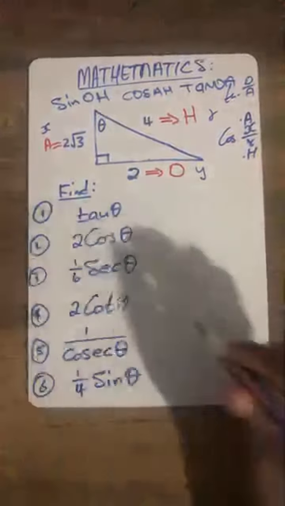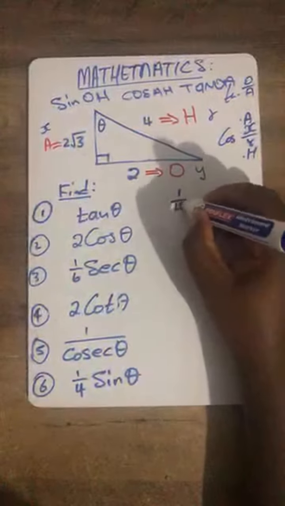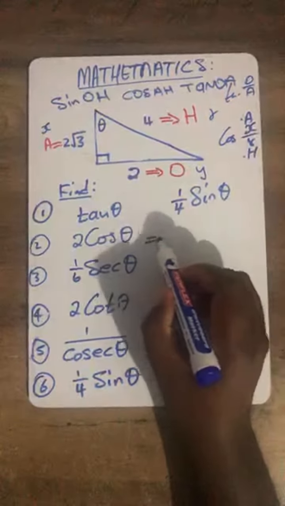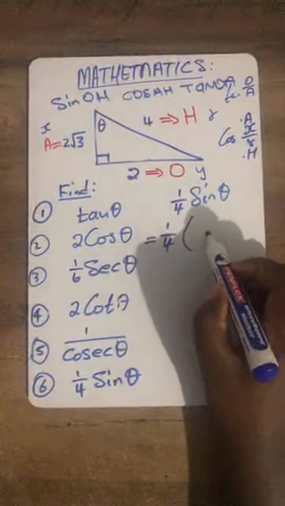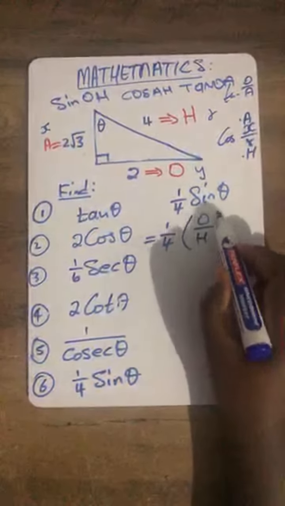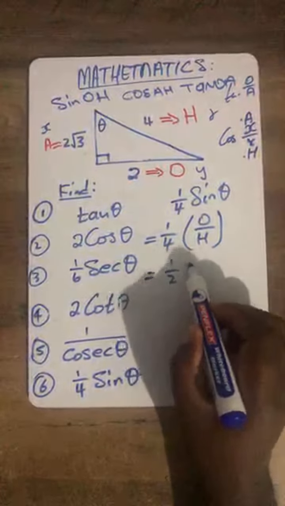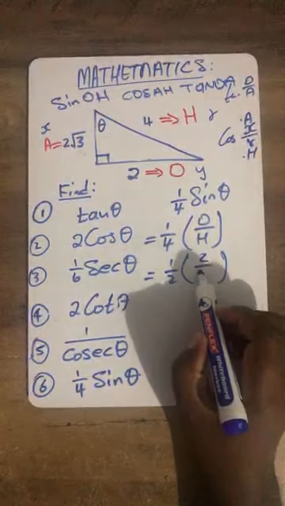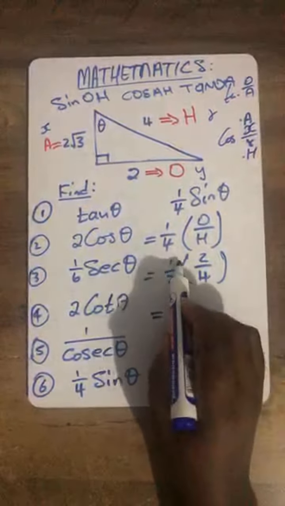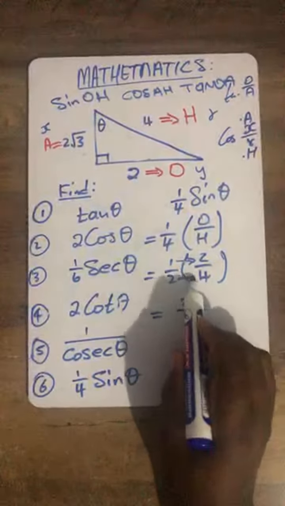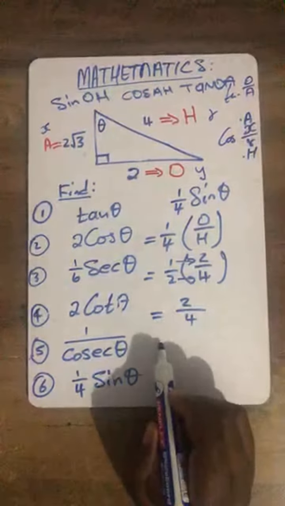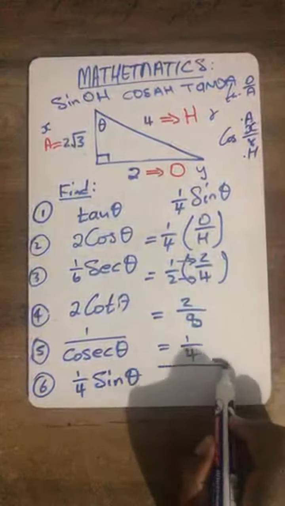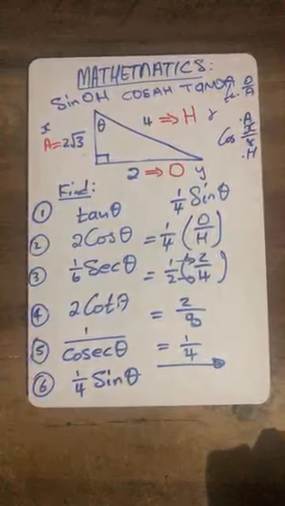Okay, so now let us see the last one, being 1 over 4 sine of an angle. So we have 1 over 4 sine. That times that, it is that. That times that, it is that. Not that, but 8. And then that means it's 1 over 4. Yes, this is what I'm getting as the final answer.